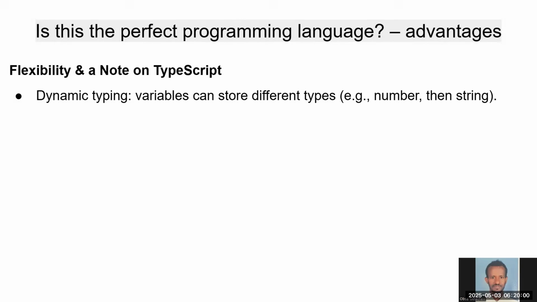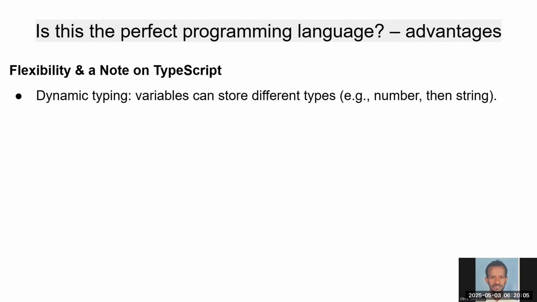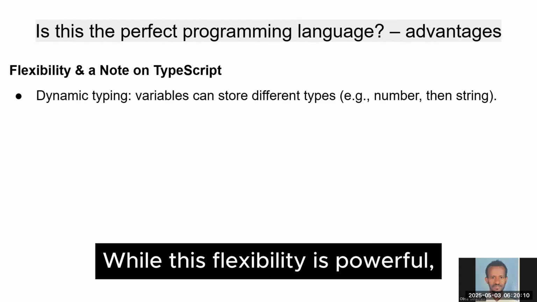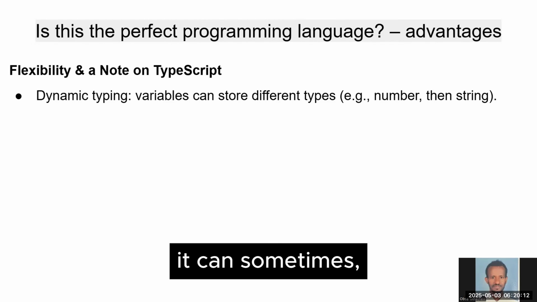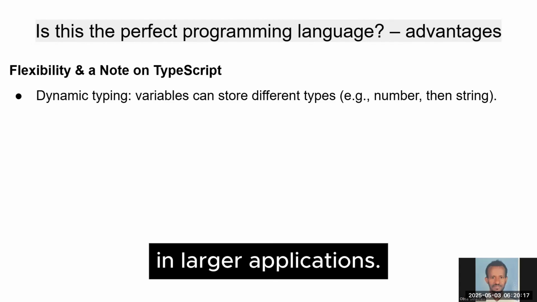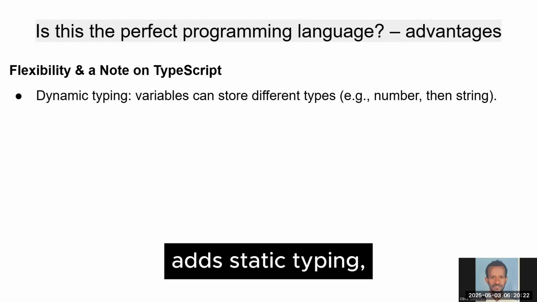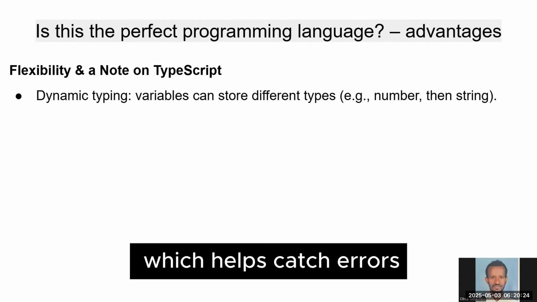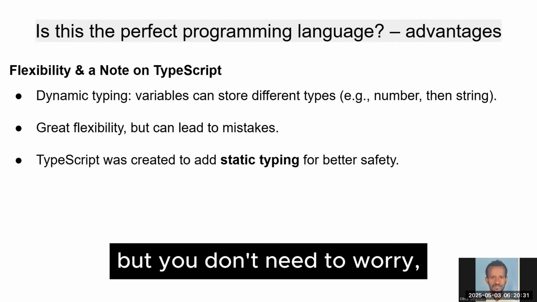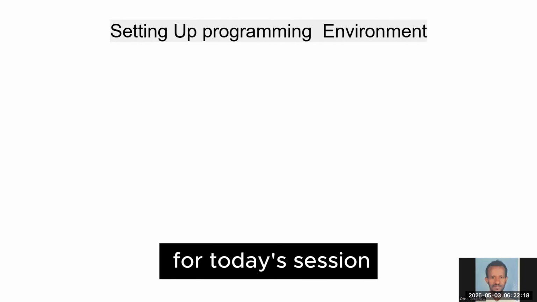JavaScript is dynamically typed, meaning that variables can store different types of data over time. While this flexibility is powerful, it can sometimes lead to bugs or mistakes in larger applications. TypeScript is a superset of JavaScript. It adds static typing, which helps catch errors earlier in the development process, but you don't need to worry about TypeScript right now. That is all for today's session.